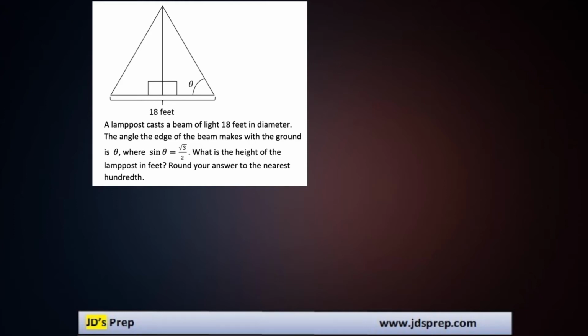For this problem, we're being asked to find the height of this lamppost. Now, a good strategy would be to notice that we can split this large triangle in half. And that's valuable because we now have a right angle triangle. We know that with this unknown angle theta here, sine of that angle is equal to root 3 over 2.